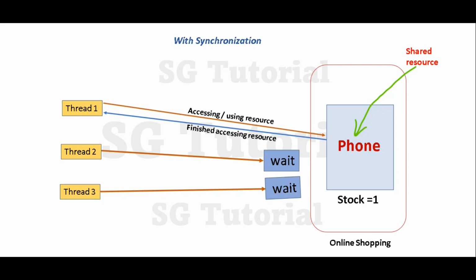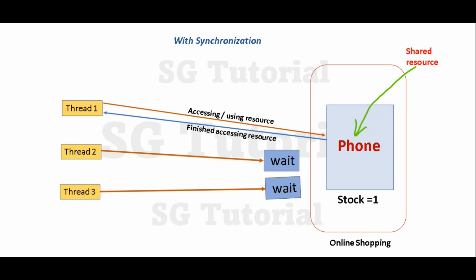So basically, synchronization ensures that only one thread accesses a shared resource at a time. Simply keep in mind, synchronization helps to control multiple threads accessing shared resources at the same time. Clear? Now let's understand how we can achieve thread synchronization using a synchronized method.